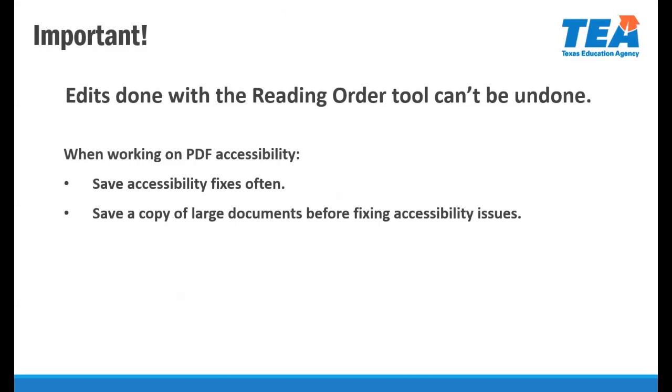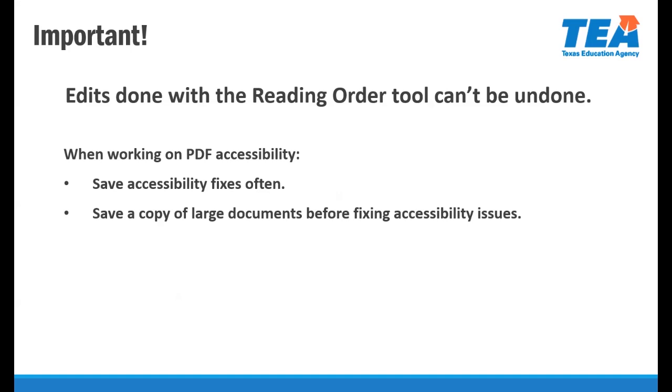It is important to know that when working with the Reading Order tool, any changes done with the tool can't be undone. You will need to tag the content back the way it was before you made the change, or close the PDF without saving the document so you can lose all the unnecessary changes you made.